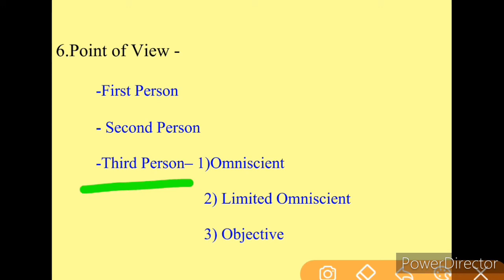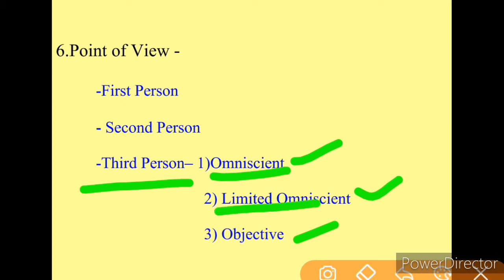So here the point of view can be one of omniscient, limited omniscient, and objective. So in an omniscient point of view, characters are referred to as he and she, and the reader knows what is going on in their heads. All characters' thoughts are made clear in the text.